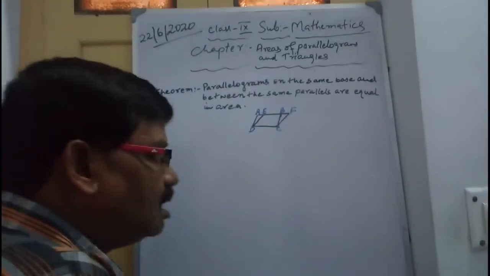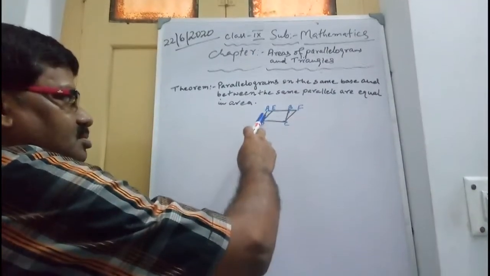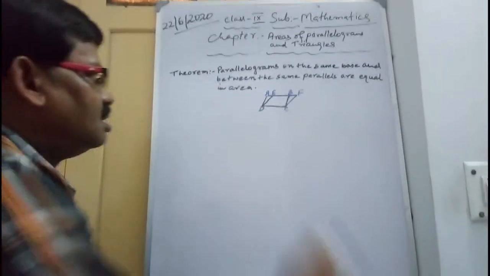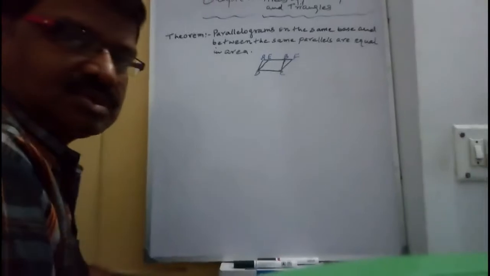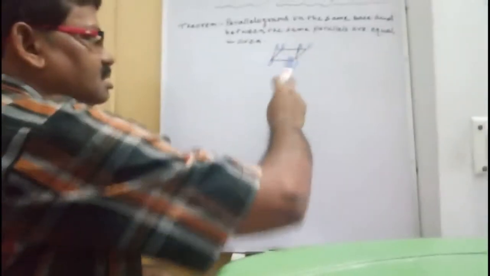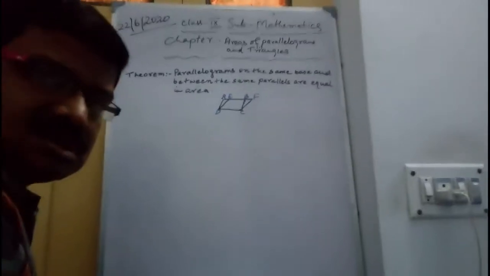Theorem: parallelograms on the same base and between the same parallels are equal in area. Here two parallelograms are there. One is ABCD, another is CDEF. Both lie on the same base CD and between the same parallels, that is EF and CD. Now you have to prove that the areas of the two parallelograms are equal to each other.